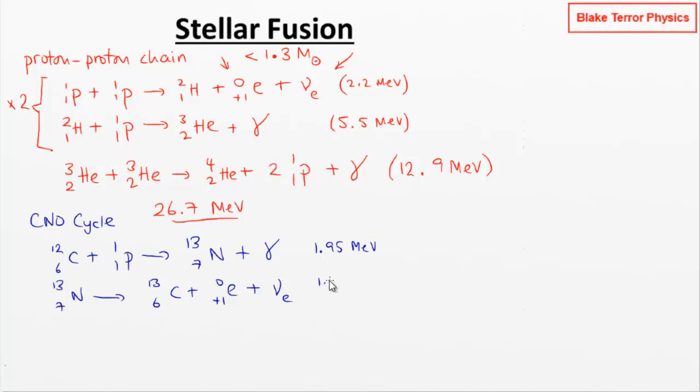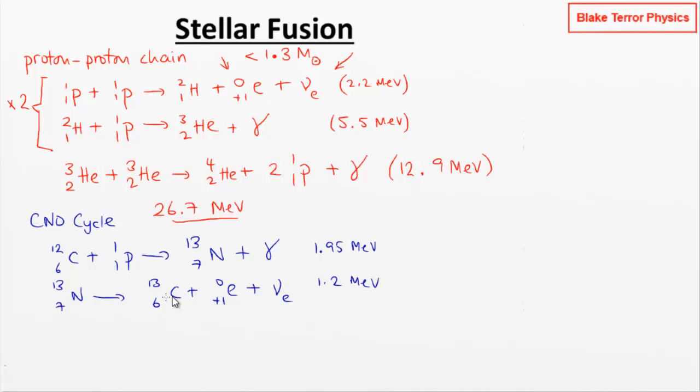And that releases 1.2 mega electron volts. This is just beta plus decay. This has got a half-life of about 10 minutes thereabouts, so it's fairly quick beta plus decay, especially as this is going on loads. So you're going to be getting a lot of this decay going on because there are so many CNO cycles happening in a star.